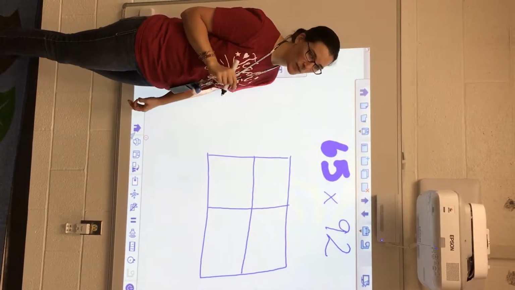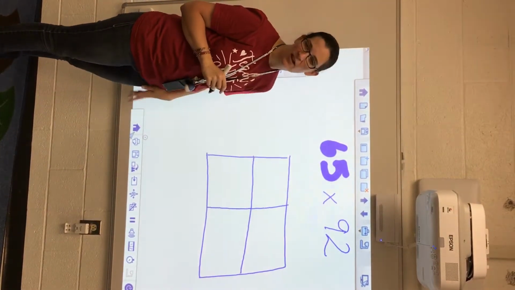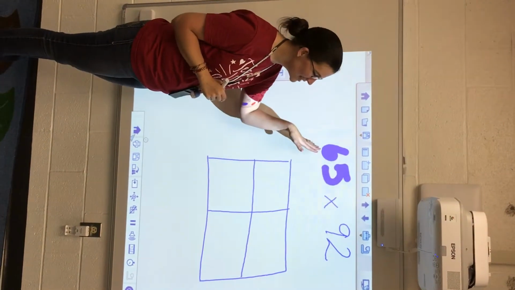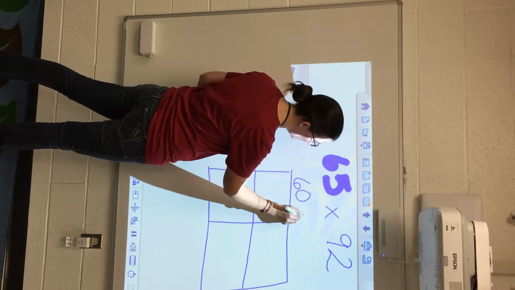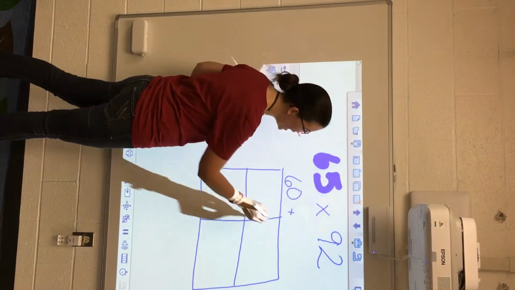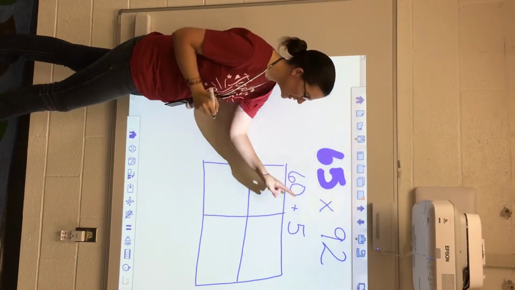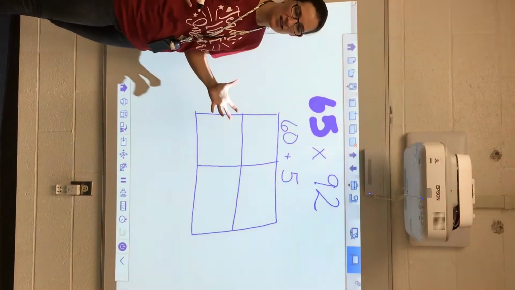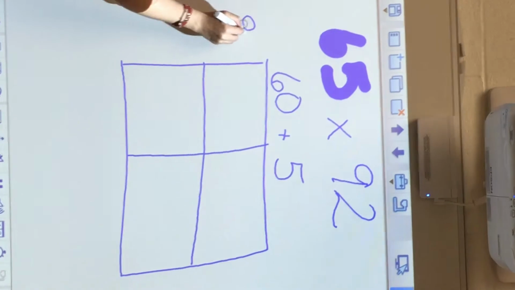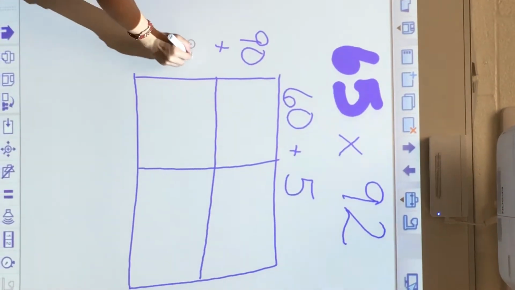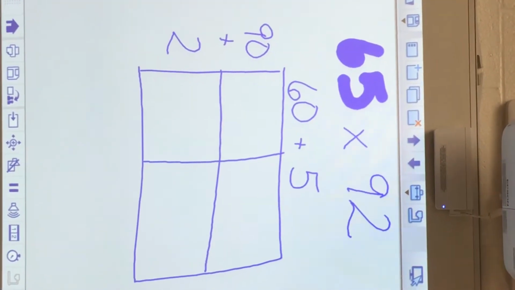Then, and your students should be good at this, we're going to break each number down into its place value. So this 6 is not just 6, but it's 60. And if we add that to 5 ones, we have 65, so it's represented in expanded form. Then we do the same thing with 92. That 9 is actually 90 plus the 2. Now we're ready to multiply.